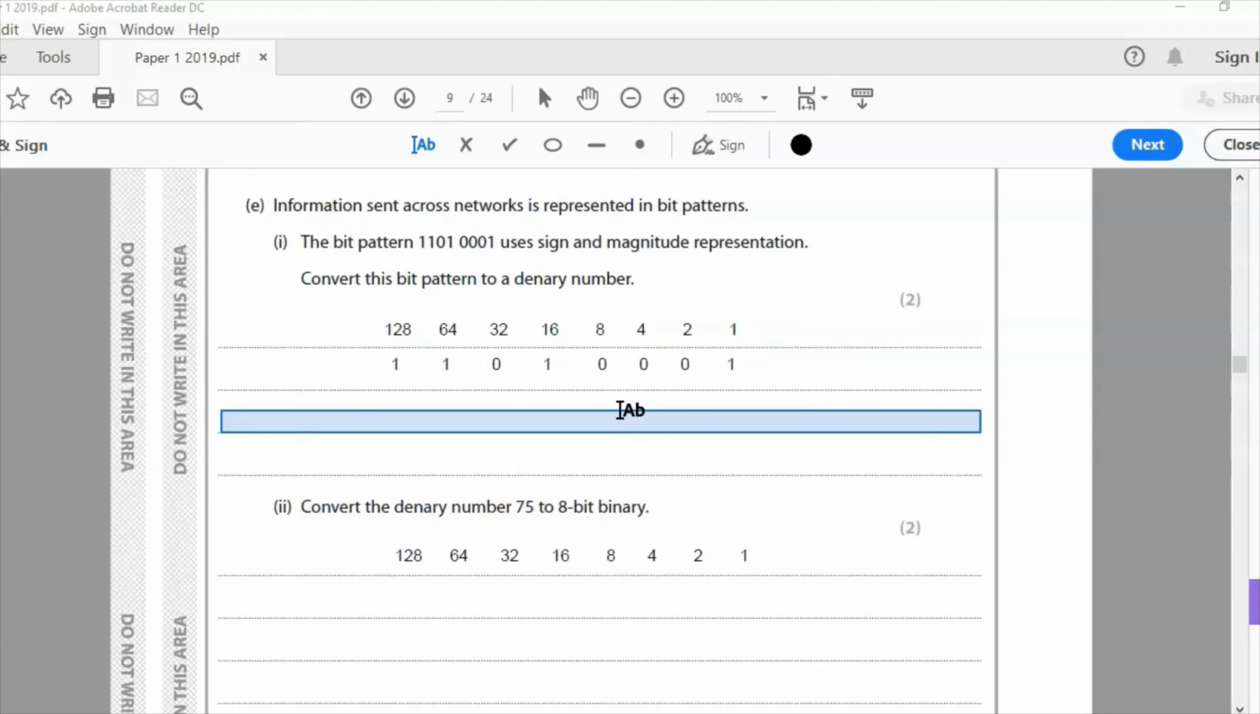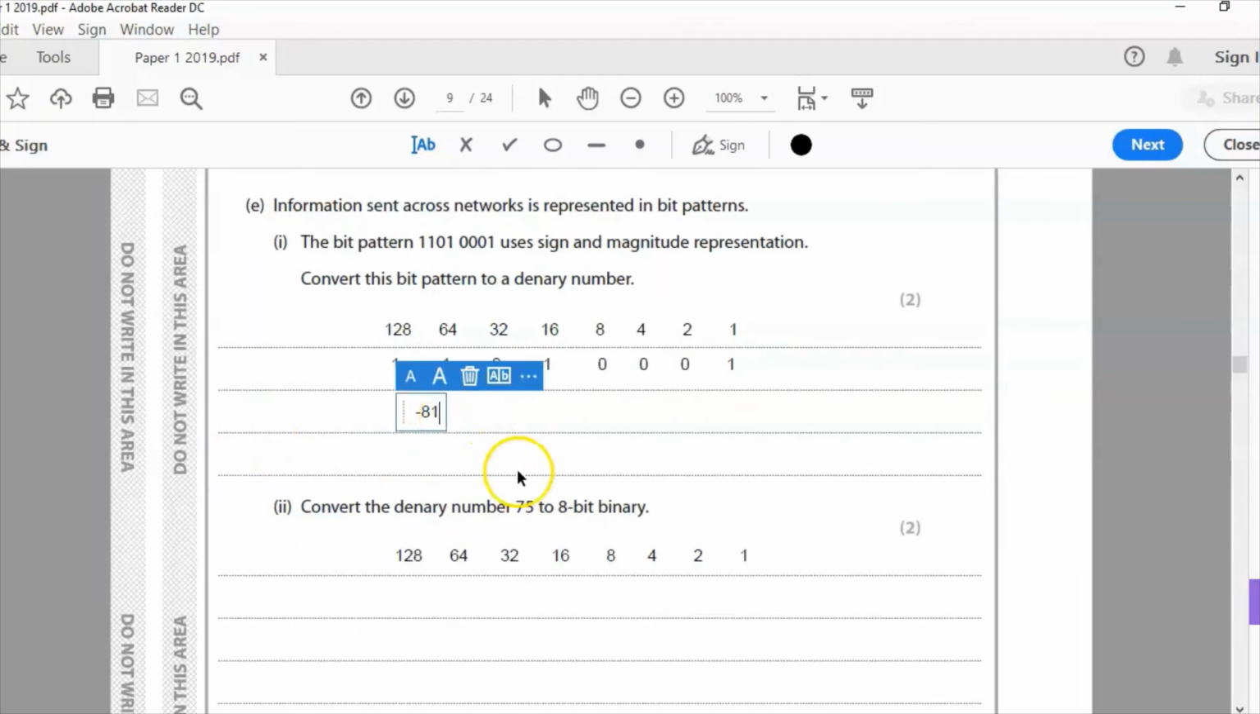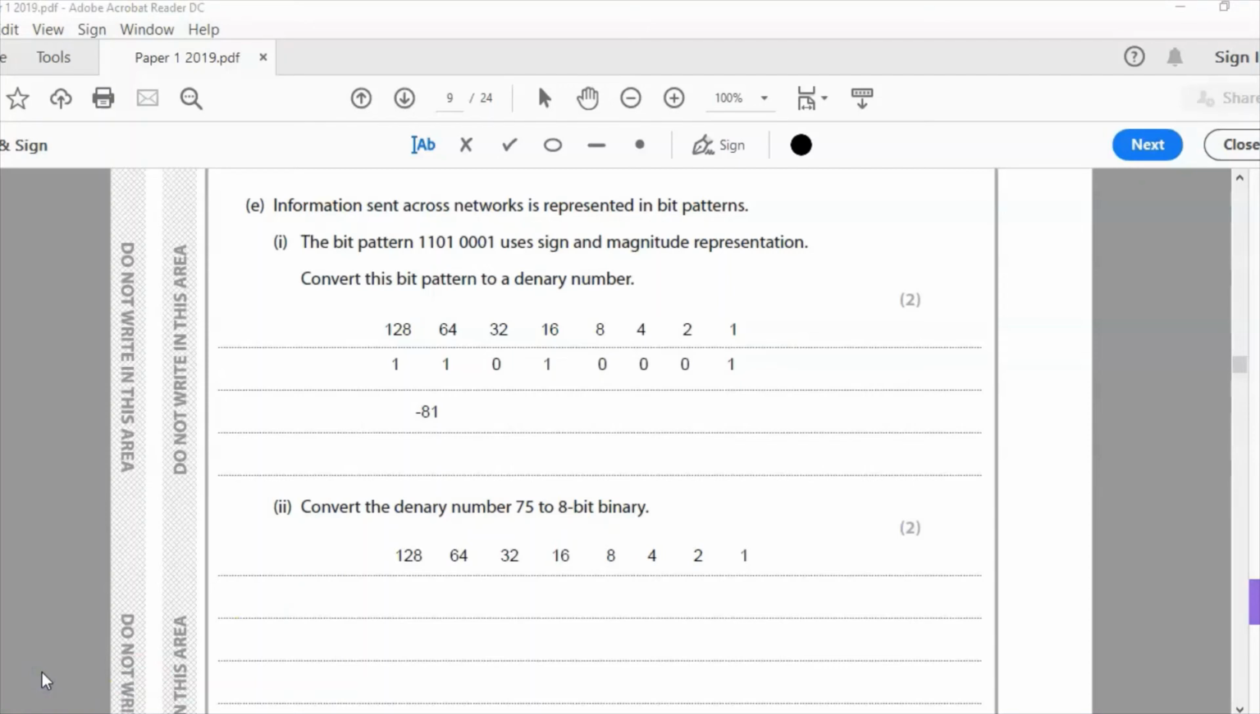I'm going to start with 64 plus 16, which gives me 80, plus 1 gives me negative 81. So my answer is negative 81 because 128 contained 1, and this meant that I've got a negative number. Now, I've linked to some other videos where I've gone through binary decimal conversions. Let's go to question 2.